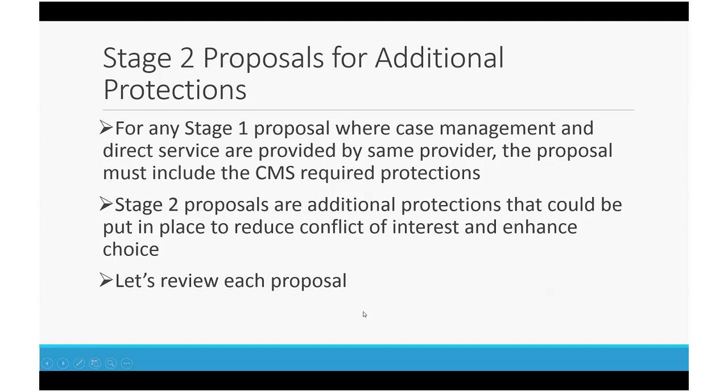So again, for any of those 4 proposals where case management and direct services are provided by the same agency, the state would have to submit the proposal to CMS for their final approval, and it would have to include those required protections that they've identified. In addition to that, we're suggesting what we're calling stage 2 proposals, which are additional protections that could be put into place to reduce conflict of interest and enhance choice.